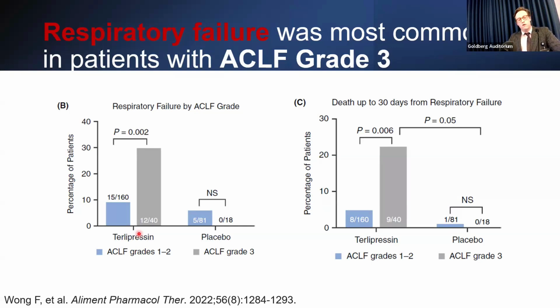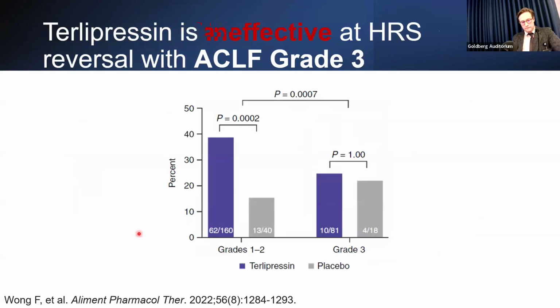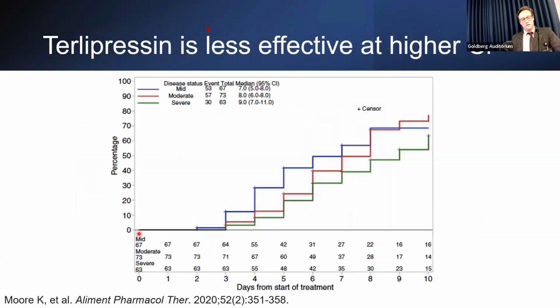In patients with ACLF grade 3, they were most likely to have acute respiratory failure when given terlipressin compared to placebo. That's not to say there was no respiratory failure in grades 1 and 2, but as we can see here, death from respiratory failure was much more common with more advanced liver failure. Also, terlipressin was ineffective at HRS reversal in patients with more advanced liver failure, and also less effective at higher creatinines. The severe, I believe, was creatinine of 3.5 or so.